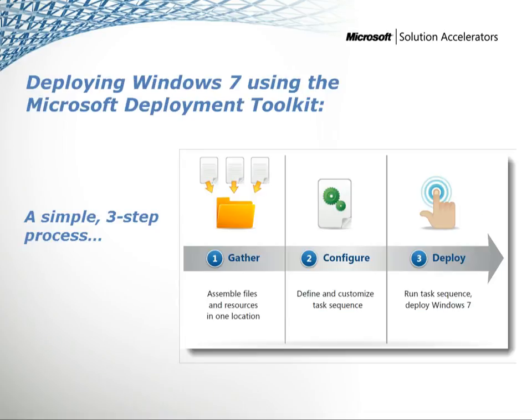Deploying Windows 7 using MDT is a simple, three-step process. Number 1. Gather all the operating system files and other resources we need into one location. Number 2. Configure our task sequence, which is the steps MDT will use to automatically deploy Windows 7 for us. Number 3. Run the task sequence to deploy Windows 7 to our target PCs.